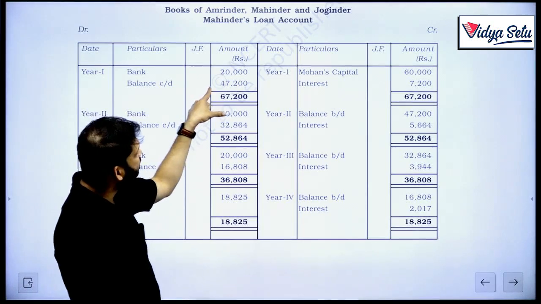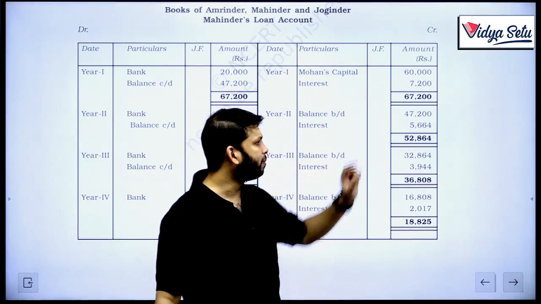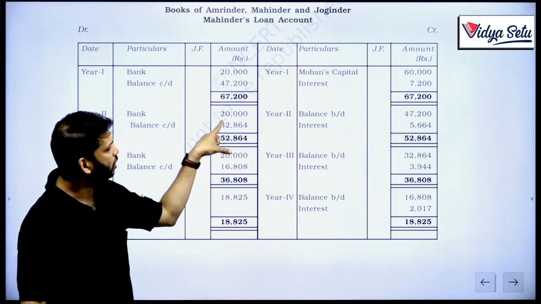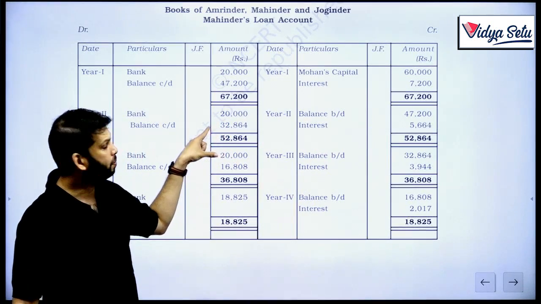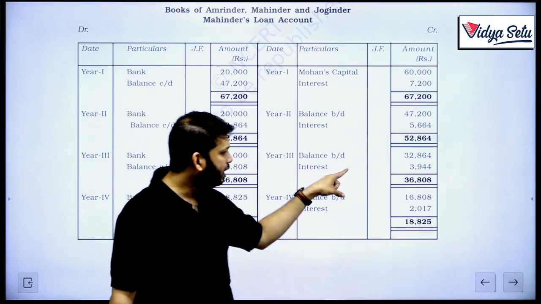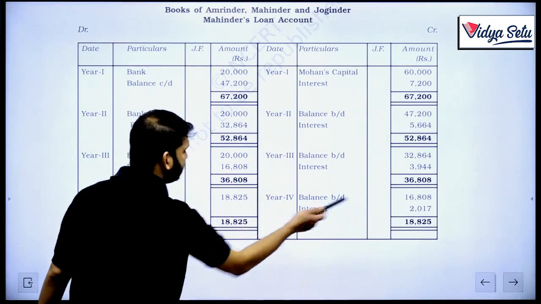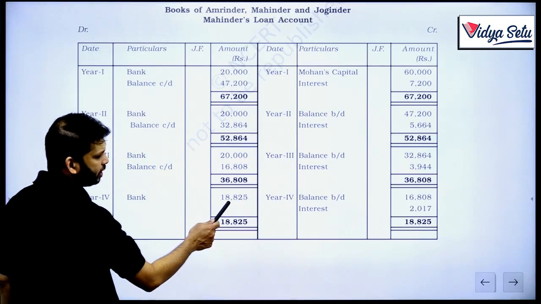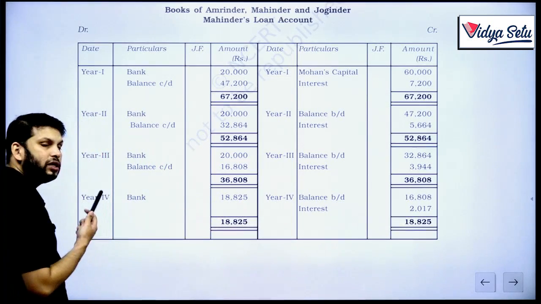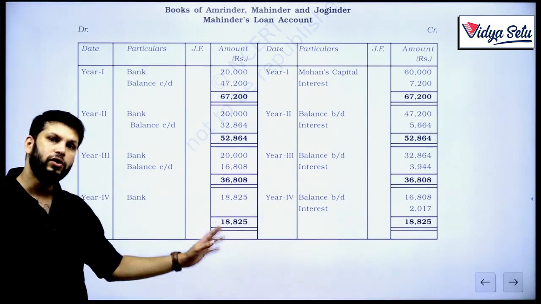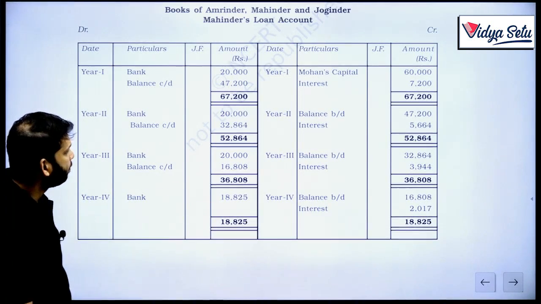Now next year this will be carried down, and on this amount 12% will be charged, but the payment will be 20,000. So whatever is remaining is the principal. Again, in the same way, in the last year, payment to the bank is not the full 20,000, because it was written that in the fourth year we pay whatever is due. We just had to pay 18,825. So that much we are going to pay.